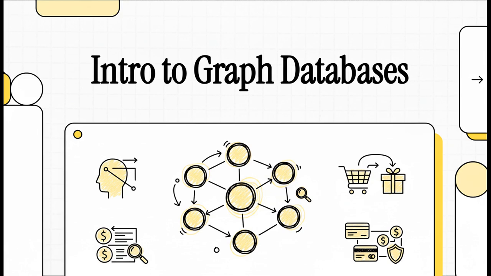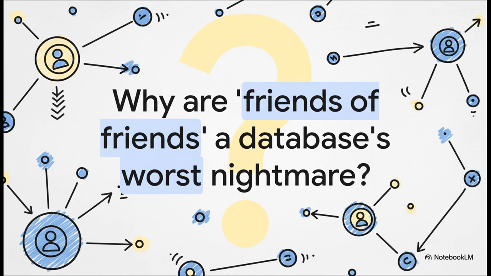We're going to see how they are completely changing the game when it comes to handling connected data. So let's kick things off with a question that really gets to the core of this whole thing. Why is finding friends of friends such a nightmare for traditional databases? I mean, it sounds simple, right? But that one little query can bring even the most powerful systems to a grinding halt.